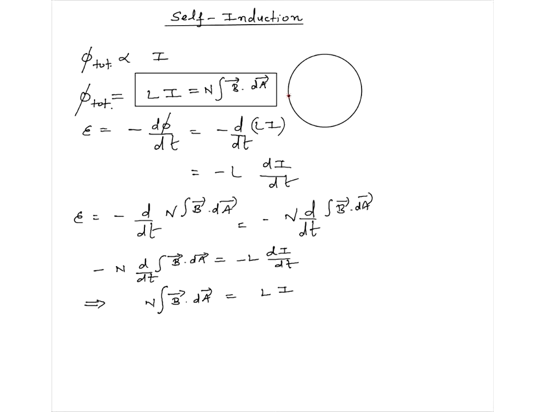So it can be treated as a formula for L also, like L is n by I, integral B dot dA. If you look at n by I, integral B dot dA, then it may not be so obvious that L does not depend on current or magnetic field. L just depends on the geometrical parameters. But that's how it is. N by I times integral B dot dA eventually depends only on geometrical parameters.